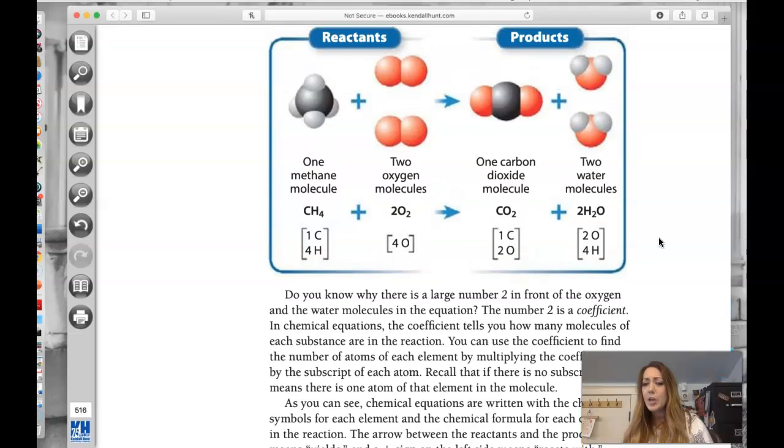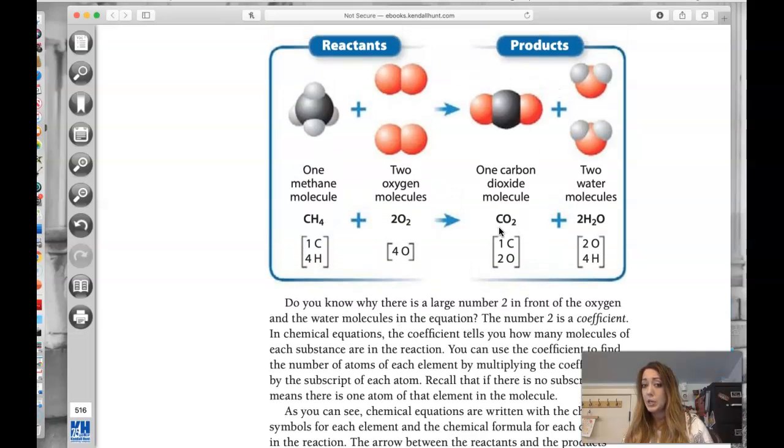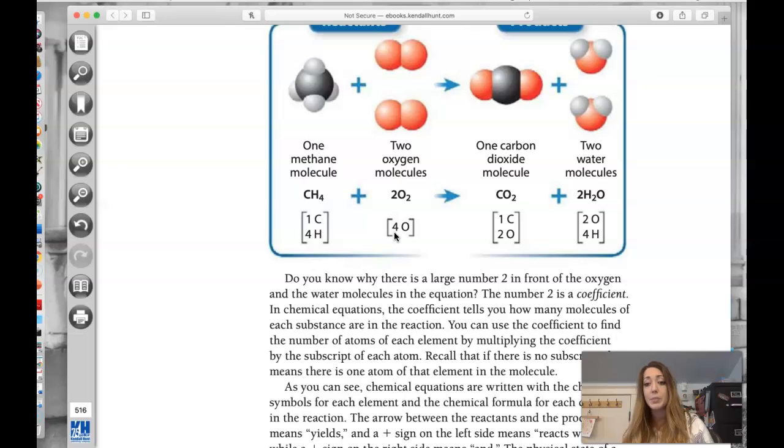Do you know why there's a large number 2 in front of the oxygen and the water molecules in the equation? The number 2 is a coefficient. In chemical equations, the coefficient tells you how many molecules of each substance are in the reaction. You can use the coefficient to find the number of atoms of each element by multiplying the coefficient by the subscript, that means the tiny number, of each atom. Recall that if there's no subscript, this means there's only one atom of that element in the molecule, okay?